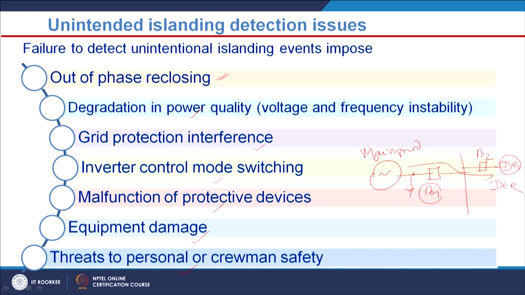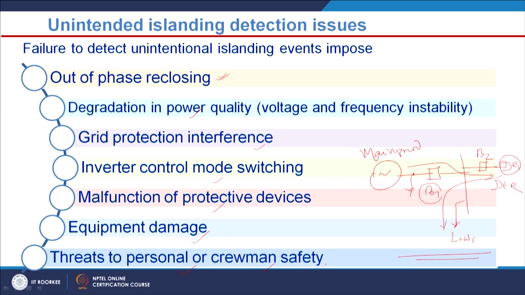And what will happen? Let us say a few loads are here, and those loads are basically utility side loads or main grid side loads, and these loads will get supply with the help of the DG present inside my microgrid system. This is a very simple schematic diagram I have shown here to explain how the threat to personnel or crewman occurs due to this particular islanding of the microgrid system.